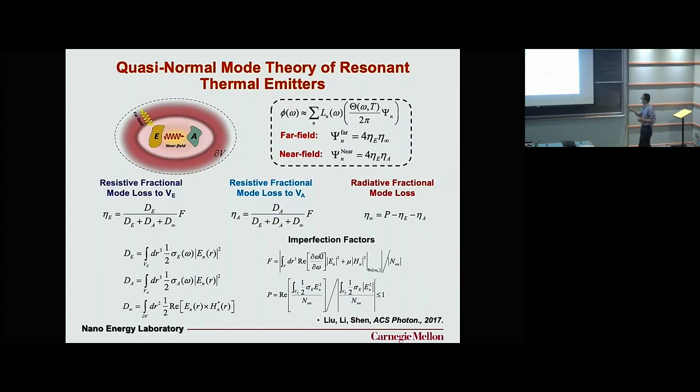So the first fractional mode loss factor is a resistive mode loss because the material is lossy, right? We have a mode loss inside of the material. So this is for the emitter. Similarly, we can define the resistive mode loss for the absorber. And finally, we have this radiative fractional mode loss to the outside surroundings. Once we have these Quasi-Normal modes, we can fully express these three parameters, as you can see from the three equations here. And also we can introduce these imperfection factors due to the non-Hermitian effect.